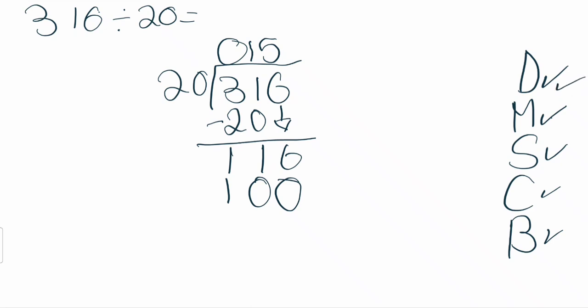Next, you're going to subtract the 100 from the 116. 6 minus 0 is 6. 1 minus 0 is 1. 1 minus 1 is 0. You're going to check if 20 goes into 6. No, it does not. Is there any number to bring down? No, there is not. And it means your answer is 15, remainder 16.